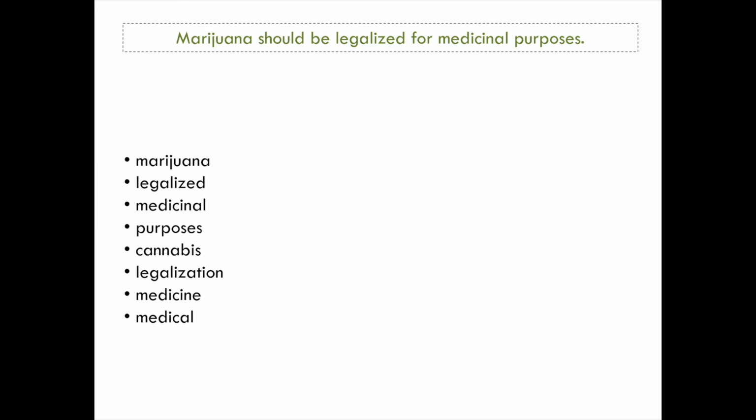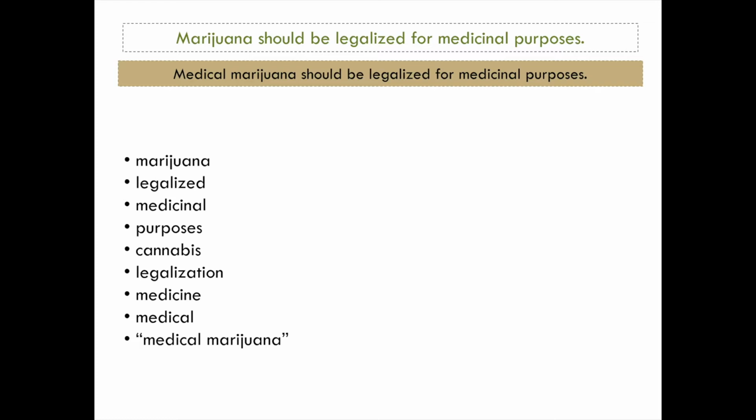Other things that you can consider adding in general to a keyword list, you could consider the names of works or titles of things. When you put quotation marks around two words when you're searching, that's called phrase searching, and when you search in the database, you'll get results that have those two words together. So now we have medical marijuana should be legalized for medicinal purposes.